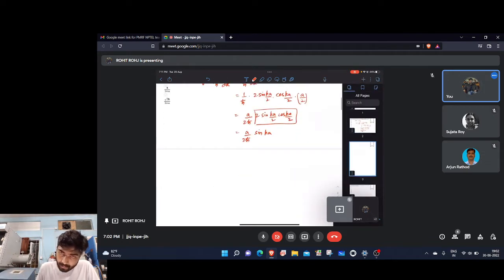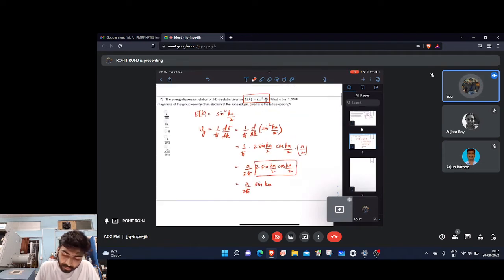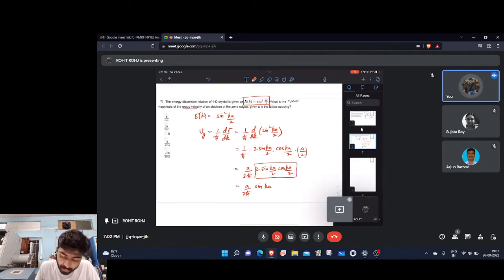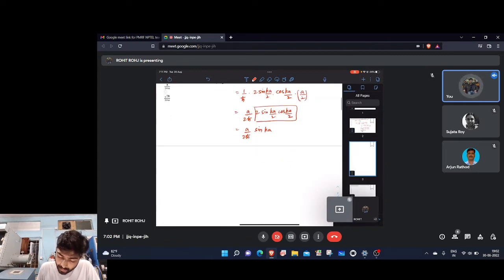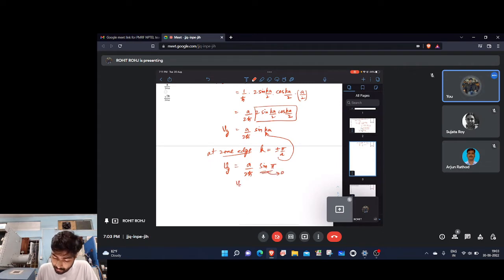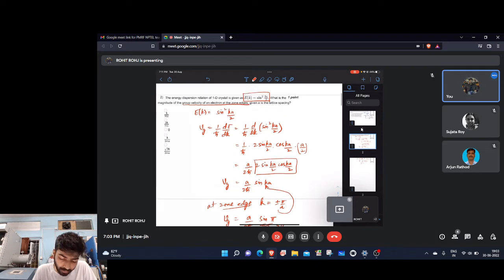Now what we are required to find is the group velocity of an electron at the zone edge. At the zone edge, k is plus or minus pi by a. If you plug these values in, the group velocity becomes proportional to sine pi. Now sine pi becomes 0, therefore the group velocity tends to 0 as we go to the zone edges, and therefore the correct option is that the group velocity is 0.